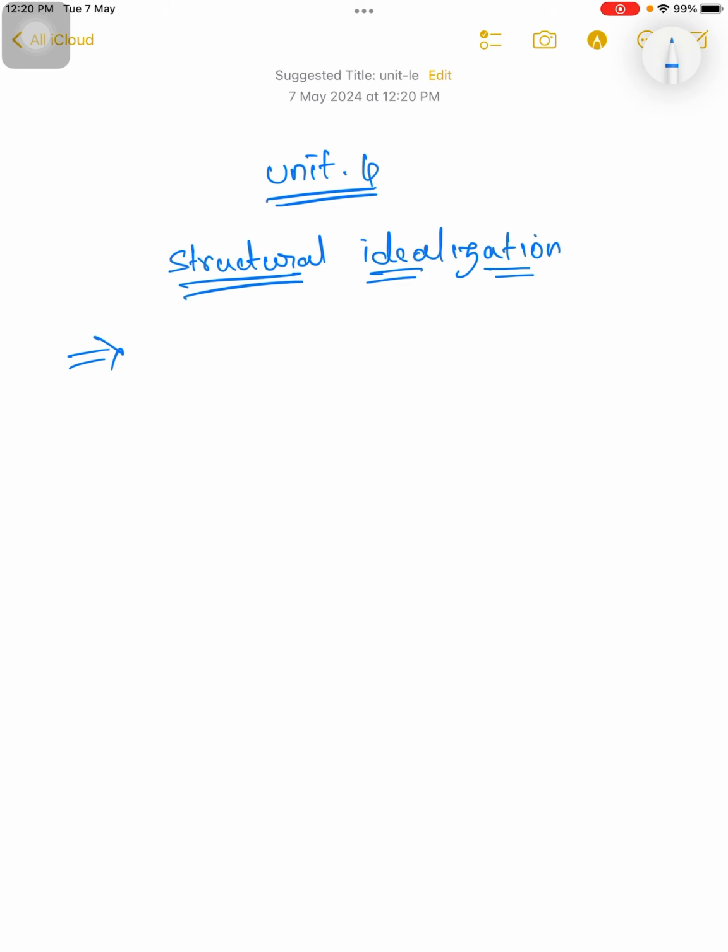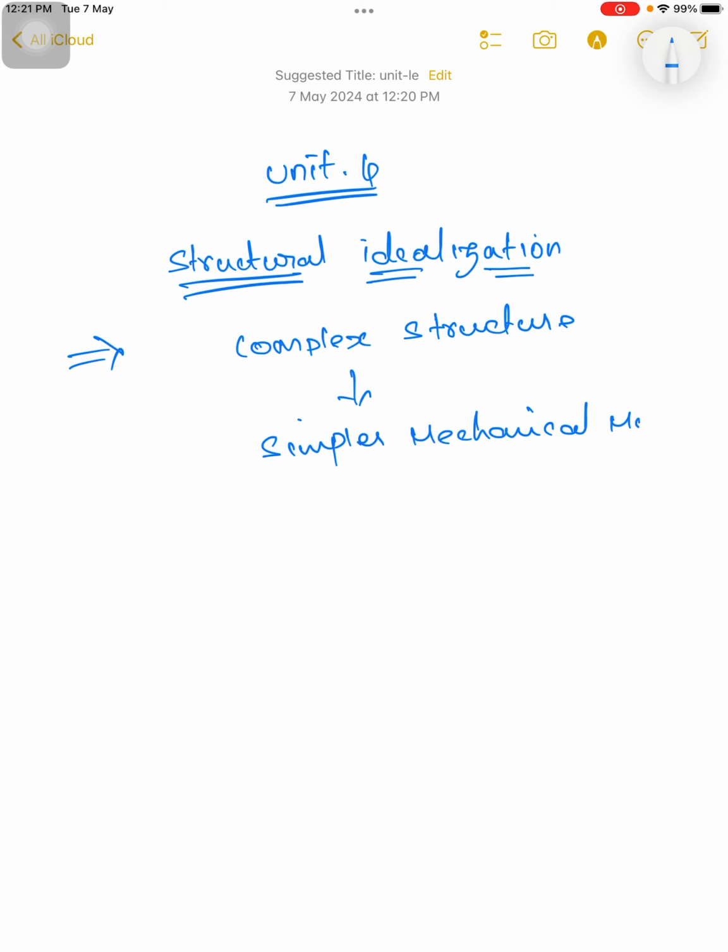That is, in order to solve a complex geometry, a complex structure, we convert this complex structure into a simpler mechanical model for the purpose of analysis.